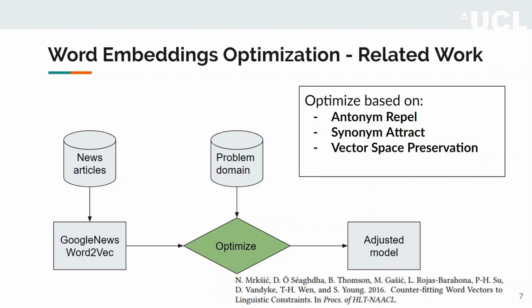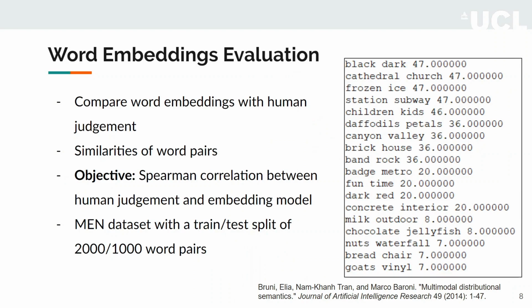The problem we are facing in our experiments is to make word embedding models more similar to human judgment. For this purpose, we're going to use a popular word embeddings evaluation method of word semantic similarity pairs that are judged by humans and used to evaluate the word embeddings. As you can see on the right, there's a list of word pairs that get a similarity score from 0 to 50 based on human judgment.